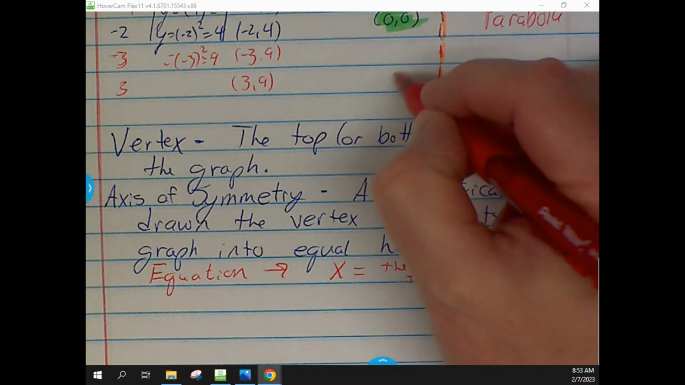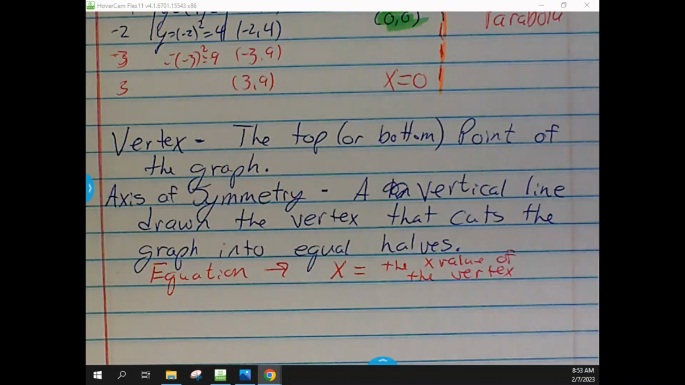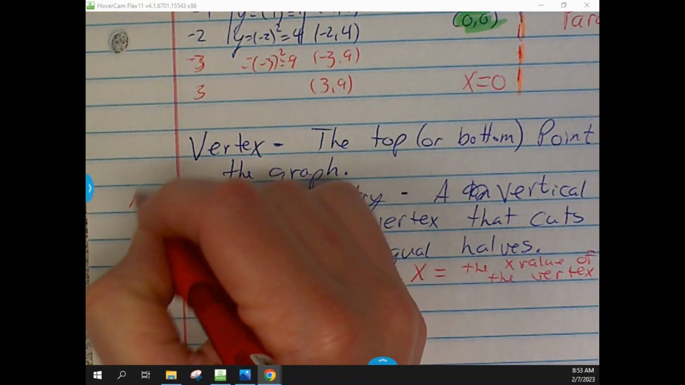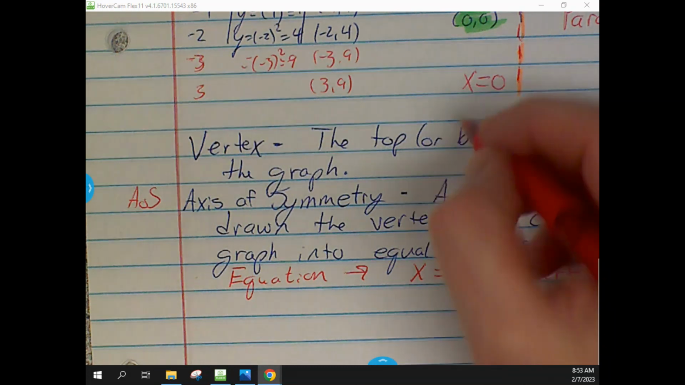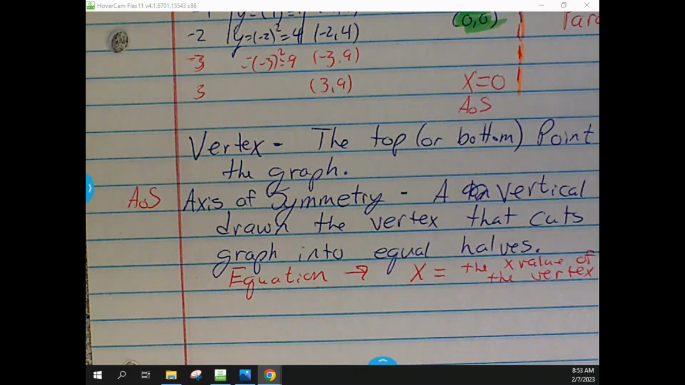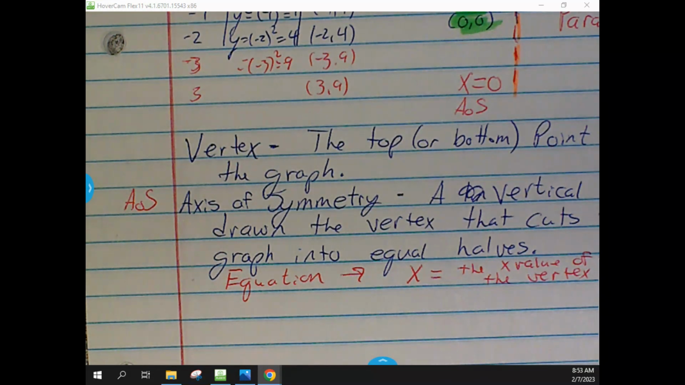So for this one, this axis of symmetry would have been x equals 0. And sometimes on these, if you want to put just AOS for short, then we'll do that, just so we don't have to keep writing out a bunch of things. So the axis of symmetry for that particular graph would be at x equals 0.